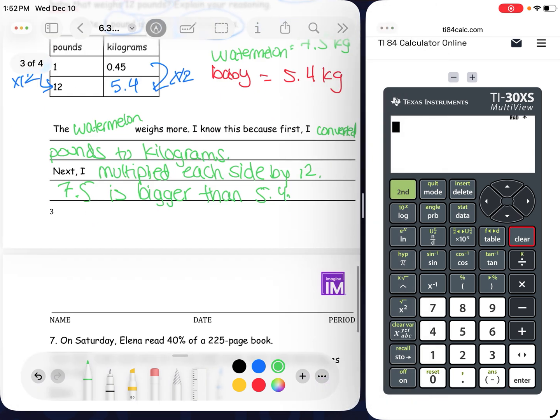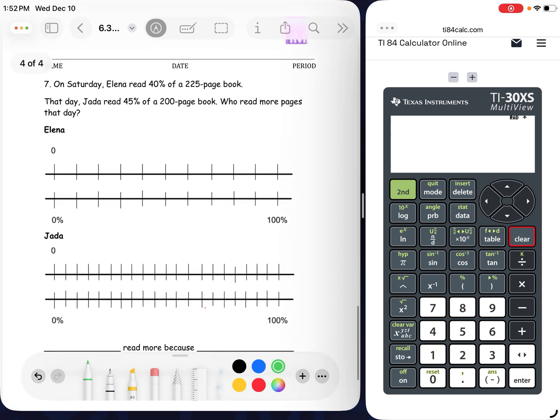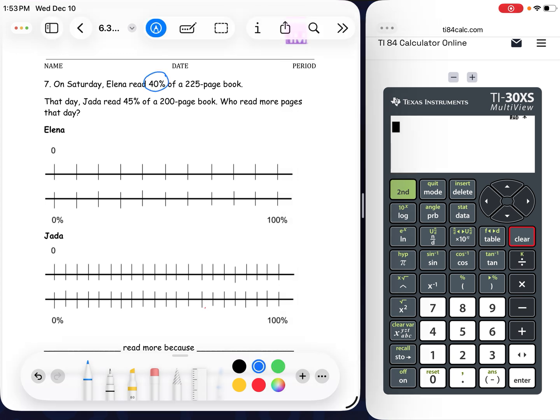And last question. On Saturday, Elena read 40% of a 225-page book. And Jada read 45% of a 200-page book. Who read more pages that day? All right, so we need to think first. Let's pay attention to Elena. What's 100% of her book? What's the total number of pages in her book? 225 pages. Awesome. And let's see, how can we easily get from 40% to 100%?